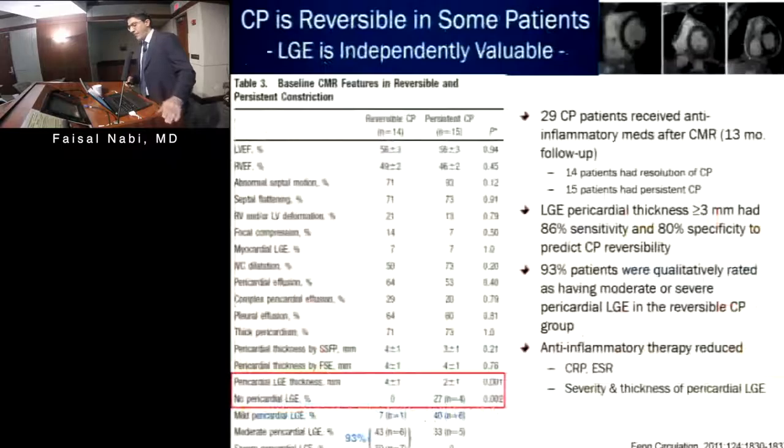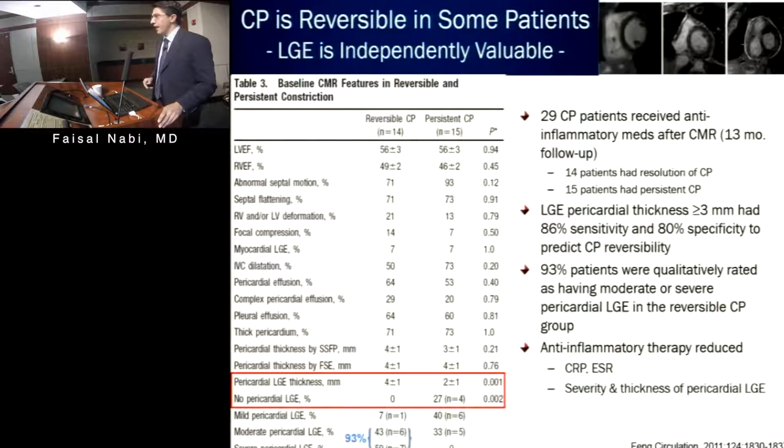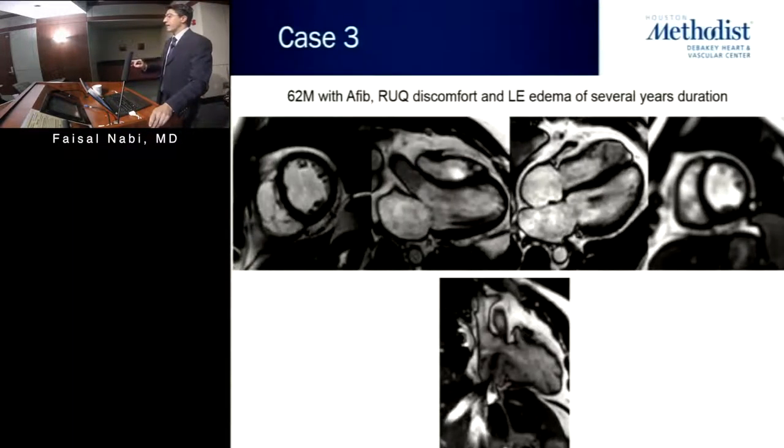So let me show you another small study. You know, there's not much data out there in the literature with pericardial disease, but 29 patients with constrictive pericarditis were treated with anti-inflammatory meds. 14 of these patients had resolution of their constrictive pericarditis symptoms. When they compared those patients who resolved their pericarditis to those who didn't, what they found was those patients with resolution of their pericarditis had a statistically significant thickening of their pericardium greater than 3 millimeters, and 93% of them had what was considered to be moderate to severe pericardial hyperenhancement.